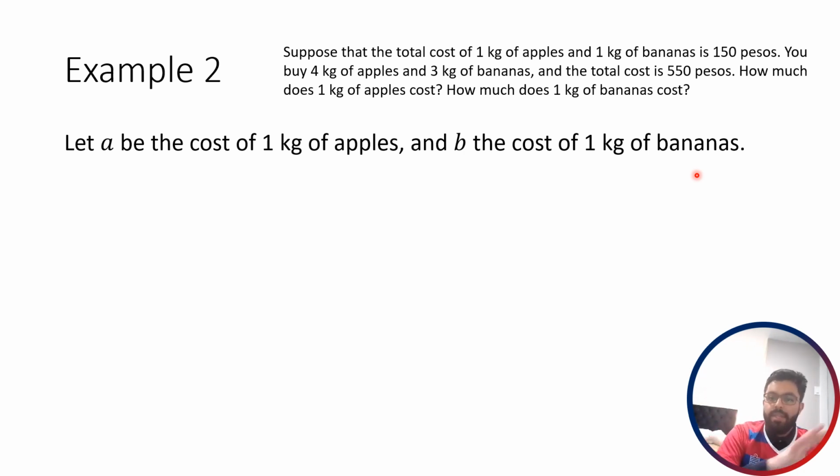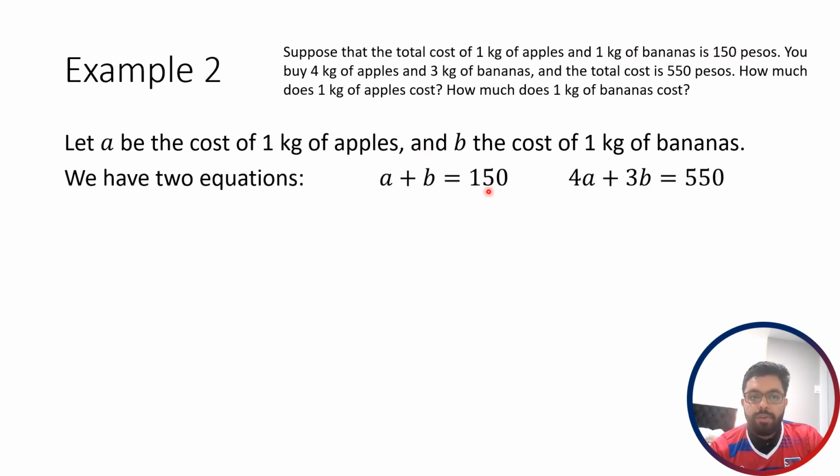Now we know that A means the cost of 1 kilogram of apples, B is the cost of 1 kilogram of bananas. Great. Now we have two equations. The first equation comes from the fact that 1 kilogram of apples plus 1 kilogram of bananas costs 150 pesos. So that's our first equation here: A plus B equals 150.